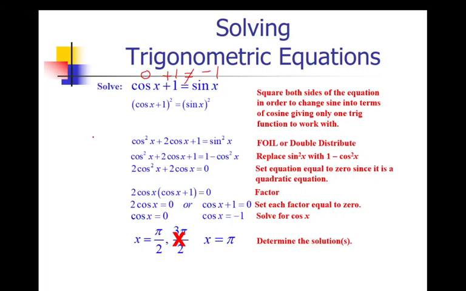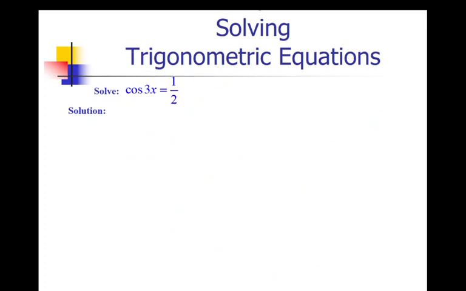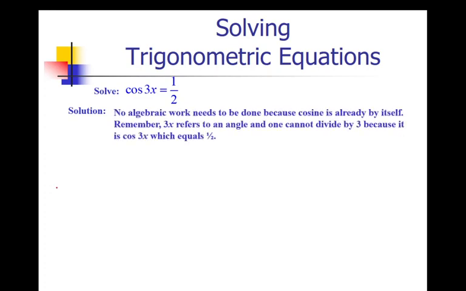All right. Now the last example that I want to go through is when we have something like this. Okay? So we start off really easy. Cosine 3x. So this is a triple angle. So we did the double and the half angle, but basically this just means that when we're solving, we got to find the solutions in just a little bit of a different way. So no algebra work is needed because it's done. The cosine's already by itself.